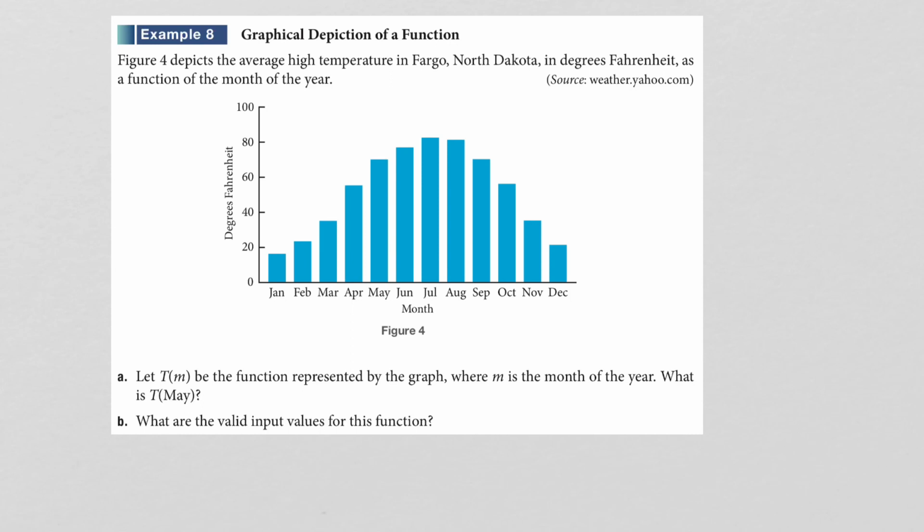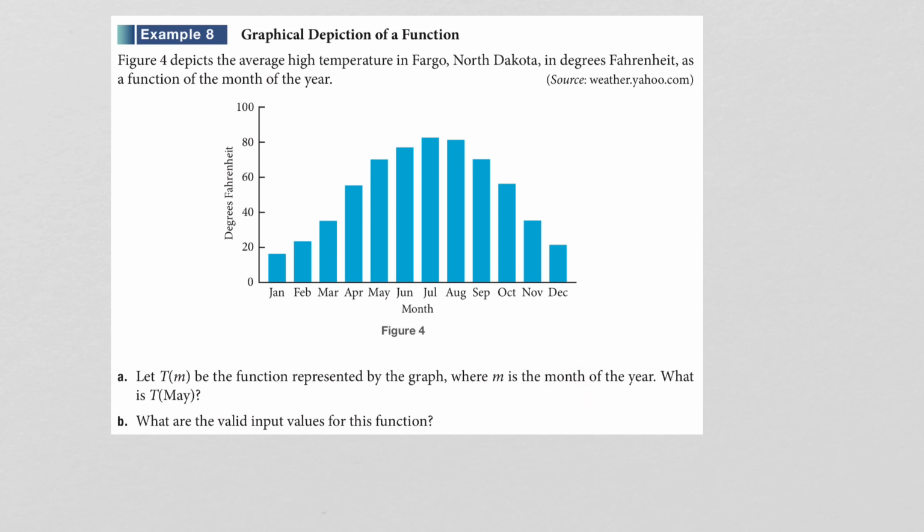And our final example, here we have a function given by a graph. So this graph has the months of the year as the independent variable, and then the average temperature during that month as the dependent variable. And this is for the city Fargo in North Dakota, and this is in degrees Fahrenheit. So what they say is let T of M be a function represented by the graph where M is the month of the year and T is the temperature, okay?